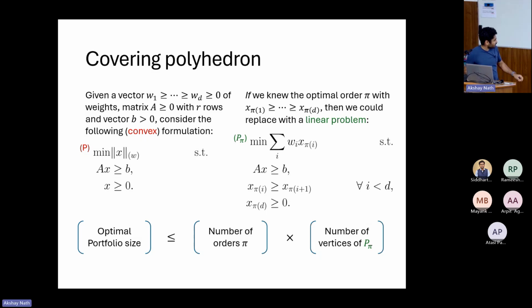And like the previous argument, we might get a nice number. Let's see what these numbers are. Of course, the number of orders is d factorial if you don't do anything else, which is already worse than the polynomial in d bound that you have generally. So we are already really far away.